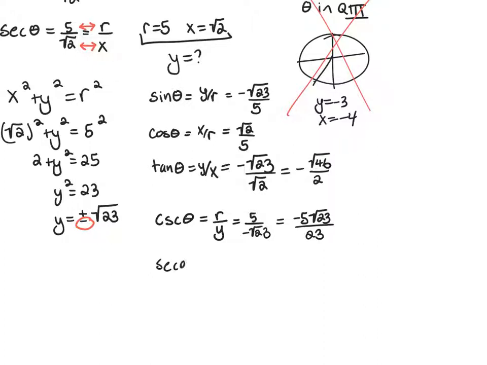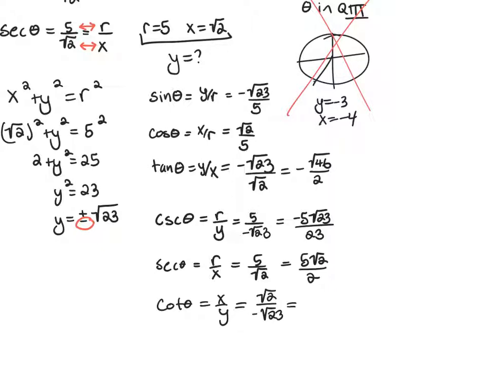Secant of theta I already had, but just to see it would be r over x, so 5 over square root of 2, which is 5 root 2 over 2. And then finally my cotangent of theta is my x over my y, so root 2 over negative square root of 23, or negative square root 46 over 23.